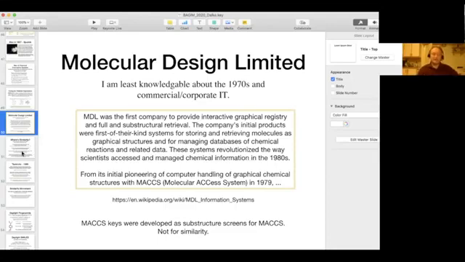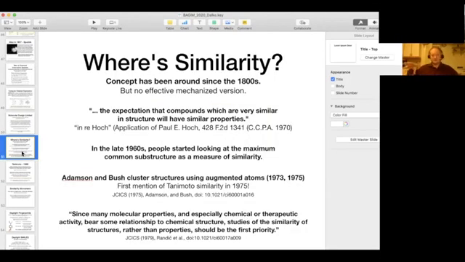Now you notice MAX in the bottom, the MAX molecular access system. That is the same MAX as when you talk about MAX keys. The MAX keys were developed as substructure keys for the MAX system. They're not designed for similarity. In fact, if you start reading through the literature, you wonder, they're not talking about similarity. Where's similarity? Something that's so intrinsic to cheminformatics now didn't really exist in the literature until the late 1980s.